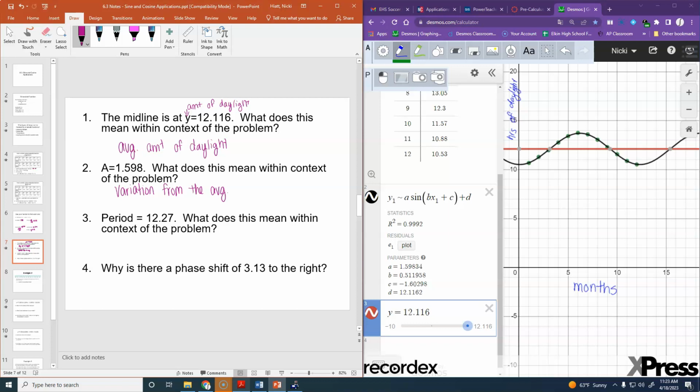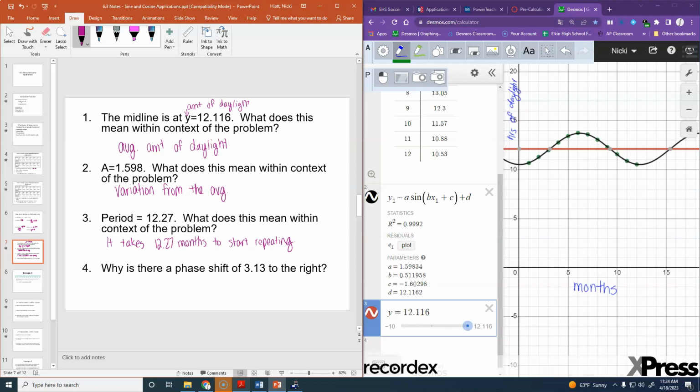All right, what about the period of the graph? How long it takes to repeat, and what would it be measured in? Months, right? So it would be like it takes 12.27 months to start repeating. Now, knowing what we know about nature, what should that be? It should be exactly 12, right?